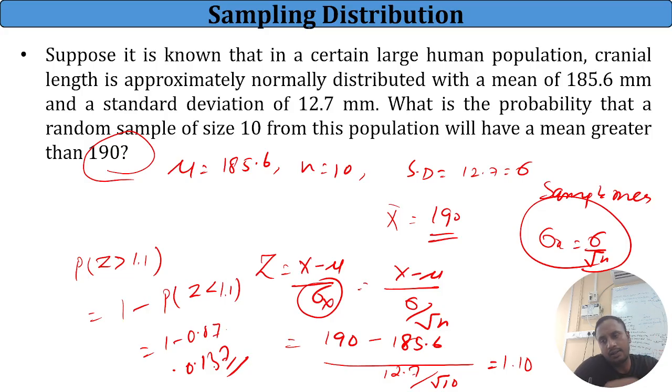See, earlier we were looking at the full population. Now they are saying sample size. When the sample comes into the picture, the standard error will become sigma by root n.